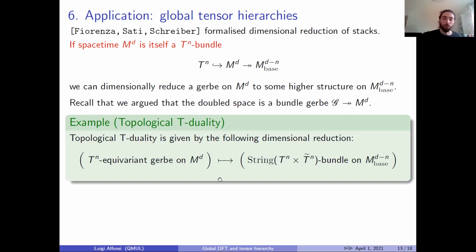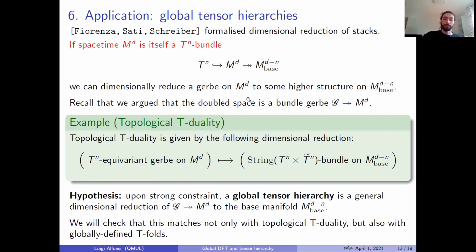So is that surprising at this point? If we know that the string bundle here is defined as a bundle gerbe that is twisted by a principal bundle, then it's not incredibly surprising, right? Because a twisted bundle can be visualized as a bundle over a bundle. So it's not really the most surprising thing here, but it fits with the idea that generally we may try to define the global tensor hierarchy, or at least a class of global tensor hierarchies, as a general dimensional reduction of a gerbe.